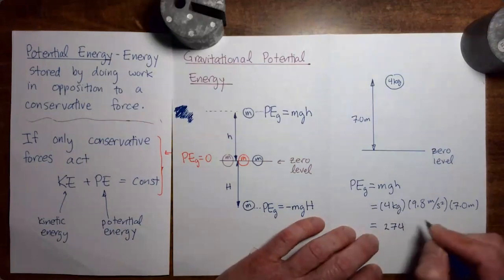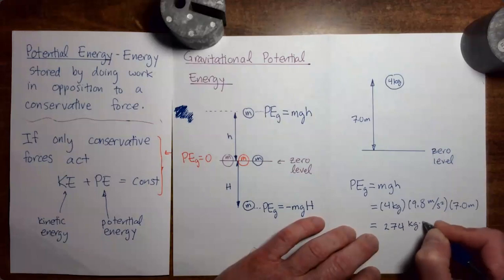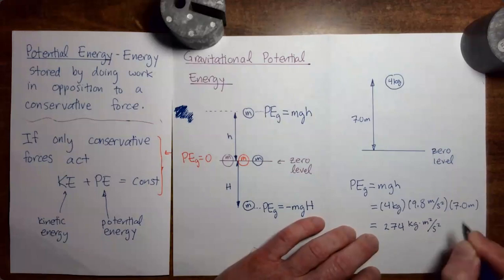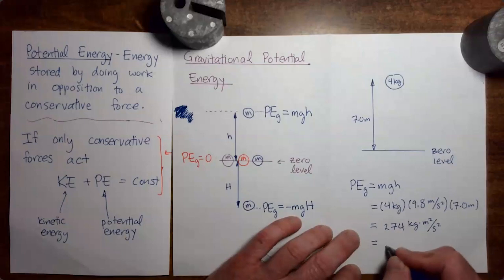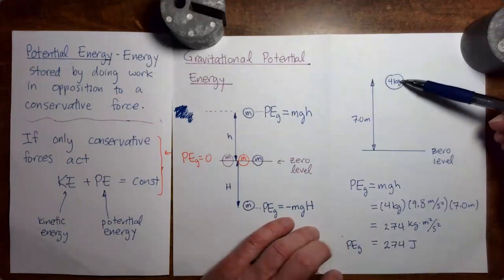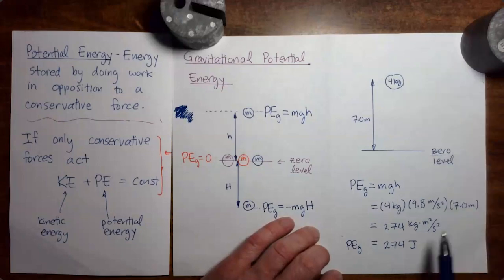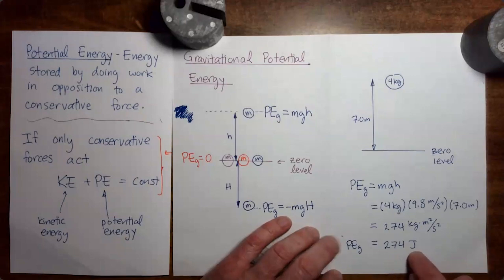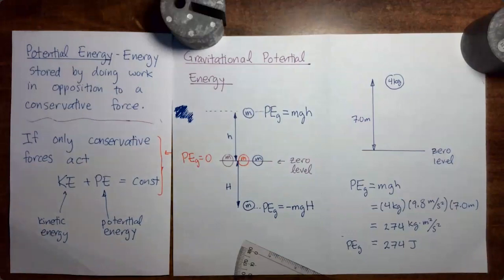274. Now let's look at the unit. We have kilograms, meters squared over second squared. And notice that this is joule. So the gravitational potential energy of this object relative to the zero level would be 274 joules. And notice that we have the same unit for gravitational potential energy that we do for kinetic energy and work, as we would expect. In the next couple of videos, we're going to be doing a couple of example problems using the gravitational potential energy.